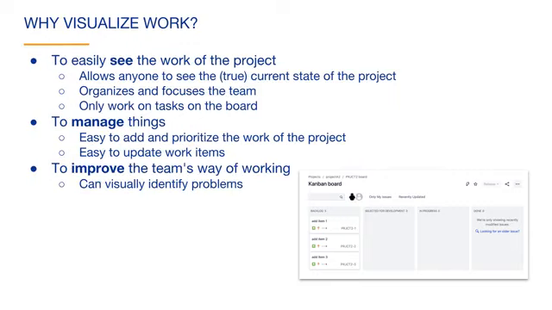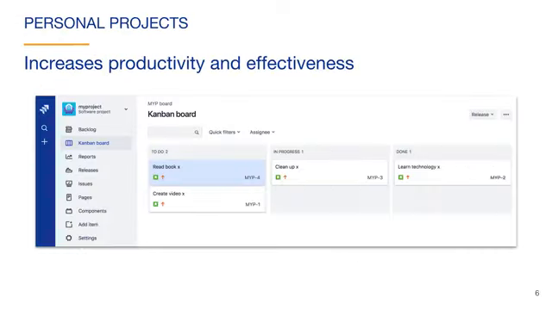Visualizing work can also improve the team's way of working. A key principle of Agile projects is to continuously improve not only the product, but the way that the team works on the product. A board can help the team visually identify problems or bottlenecks with the process. This highlights areas for the team to focus on improving. Visualizing your work and managing a board like this also works well for your personal projects. It focuses you and helps you increase your productivity and effectiveness. Most of the concepts in this course can be applied to your personal life.